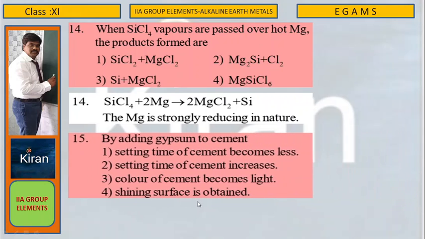By adding gypsum to cement, this question belongs to the compounds of magnesium and calcium. By adding gypsum to cement, what will happen? What product will you get? So the 15th question, the right answer is the second one, because the setting time of cement increases.